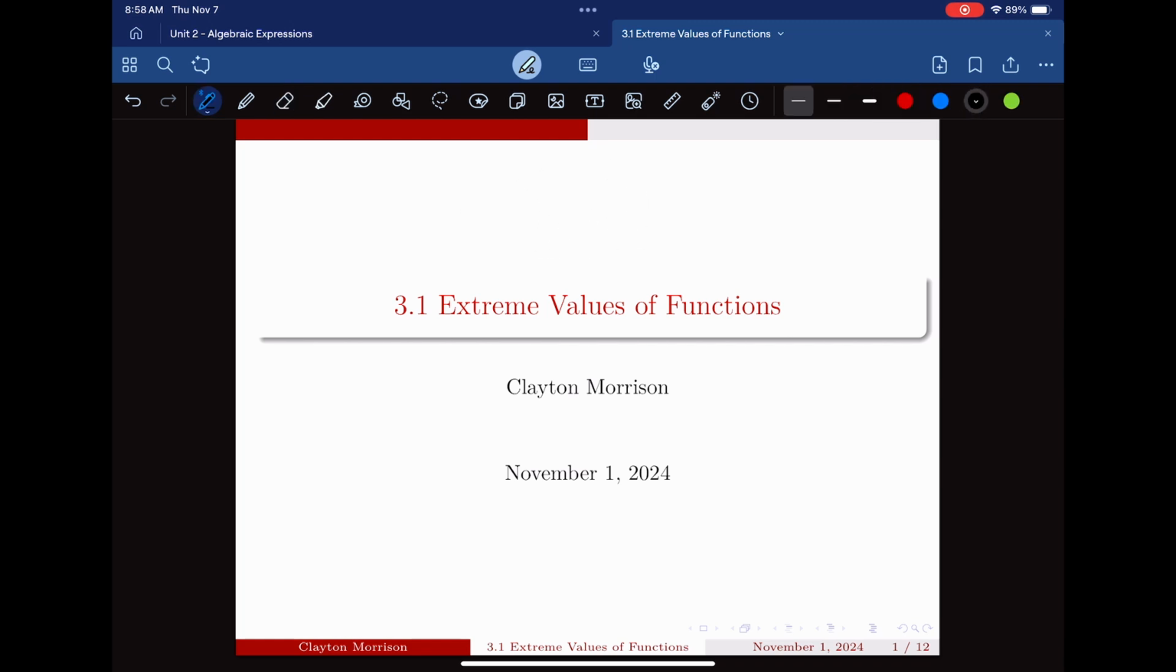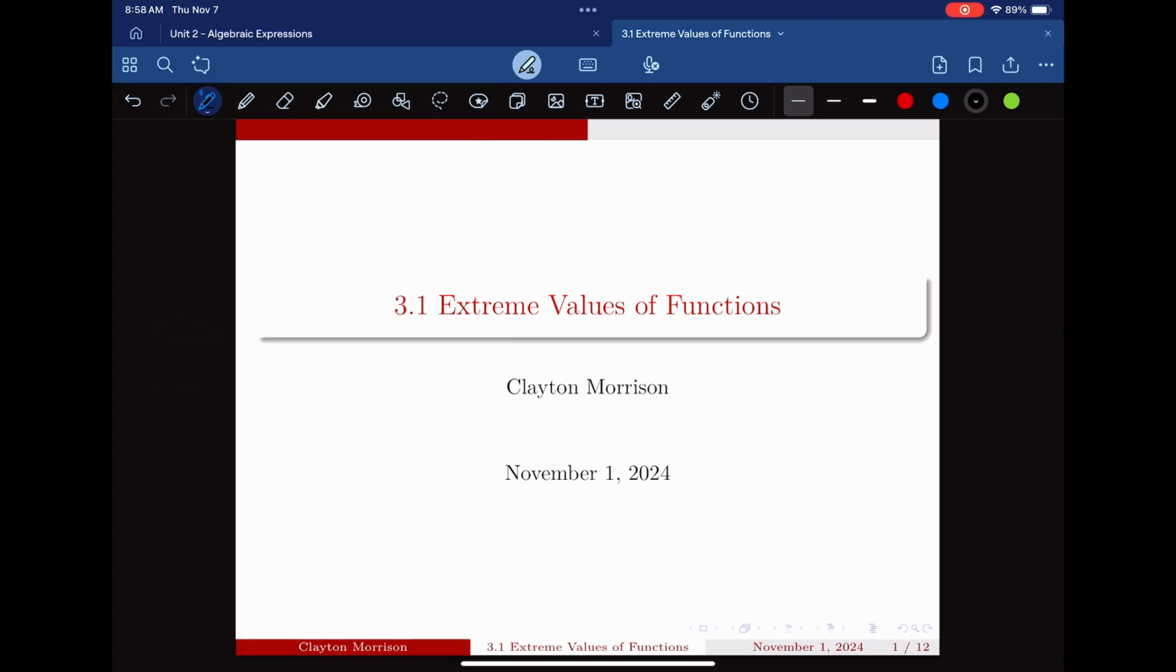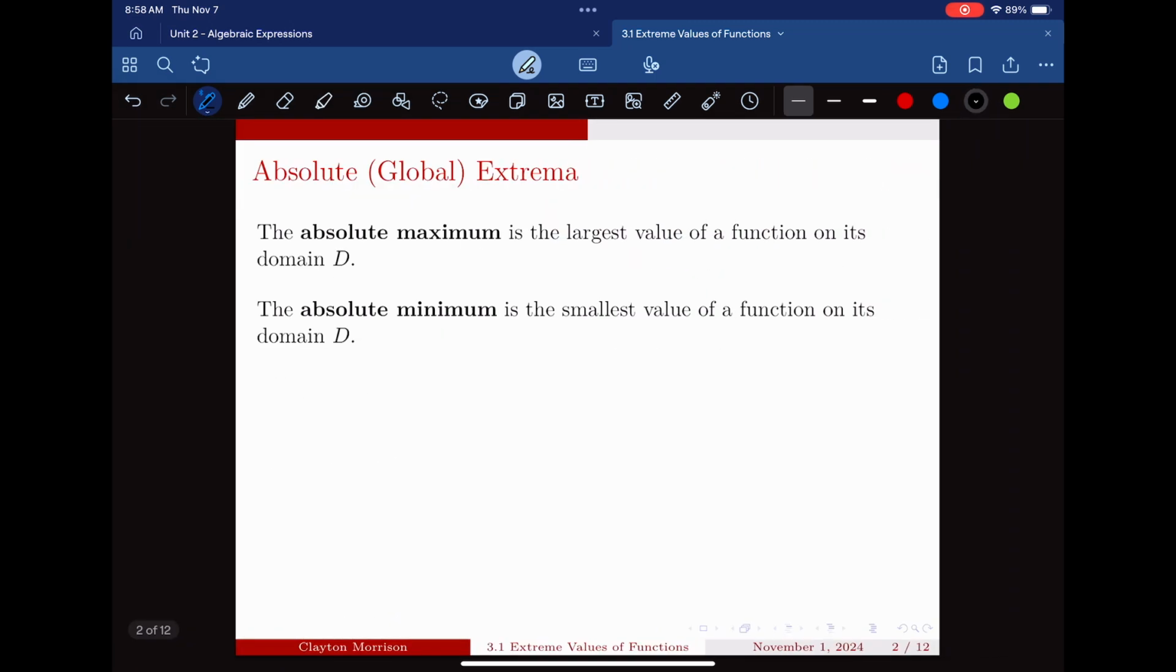So, 3.1, Chapter 3. We've got functions that have extreme values. So, those extrema where you're looking at the maximum values and the minimum values. We're just going to get more in depth as to what those really mean and other ways we can possibly find them. So real quick, an absolute or global extrema is the largest value of a function on its domain.